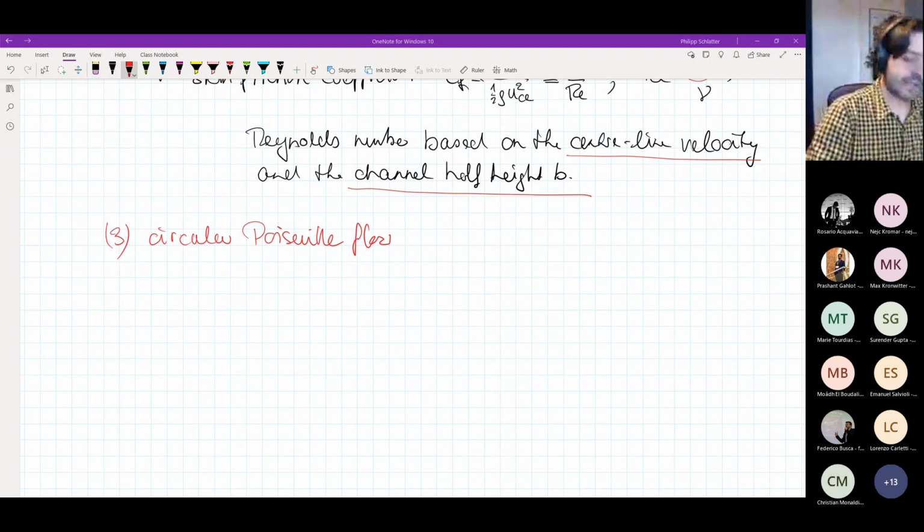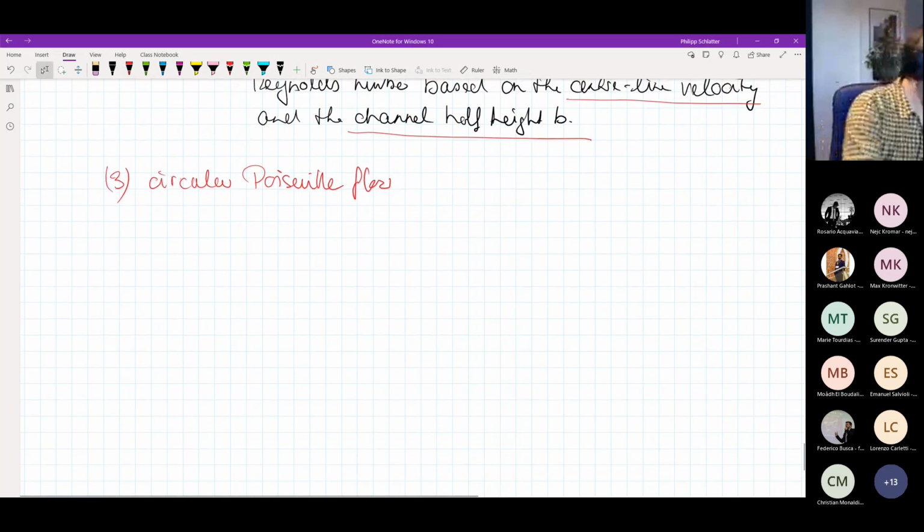So in this last hour, we will first very briefly talk about one last aspect related to circular Poiseuille flow, or pipe flow, and then we will go to the vorticity transport equation.